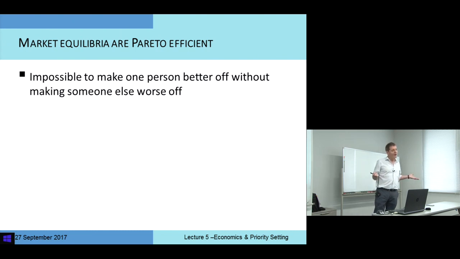And that seems, or that's argued, of course it's an ethical, judgmental issue, to be a good thing. If you're in a position where you can't make anyone better off without someone becoming worse off, you can see how in some sense that's quite a good position. Much better than being in a position where by making this change we could make someone better off without anyone being worse off.